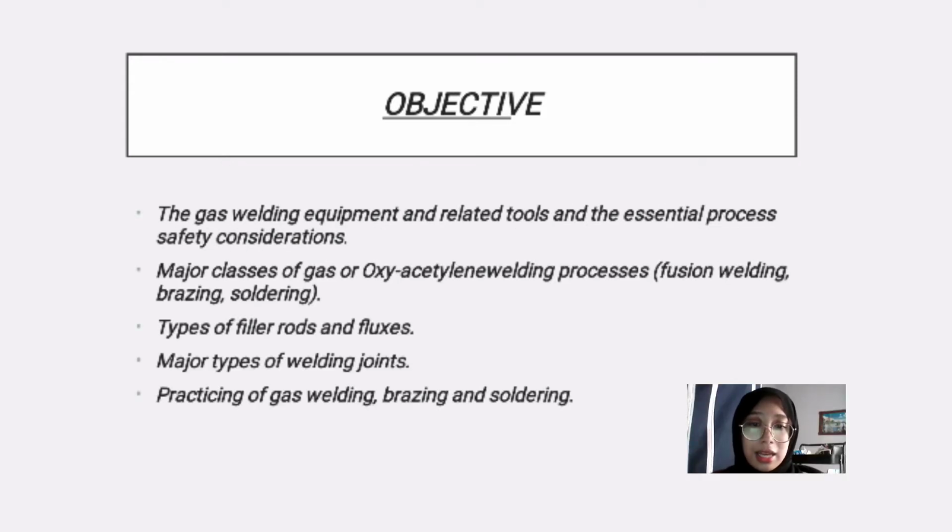Objective. The gas welding equipment and related tools and the essential process safety considerations. Number 2, major classes of gas or oxy-acetylene welding processes such as fusion welding, brazing, and soldering. Third, types of filler rods and flux. Fourth, major types of welding joints. Fifth, practicing of gas welding, brazing, and soldering.